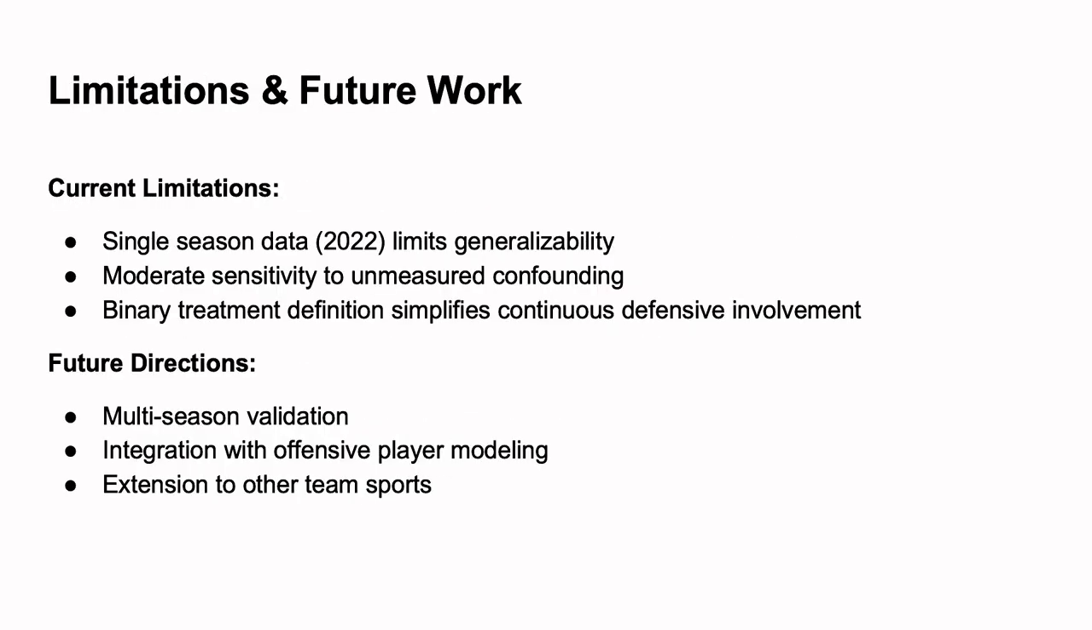There are some clear limitations. It's only nine weeks of data for the 2022 season, so it limits generalizability, meaning how well we can generalize these findings to other seasons. We found moderate sensitivity to unmeasured confounding, which is to be expected given this data set and complexity. The binary treatment definition can simplify the continuous defensive involvement in plays. For future directions, I'd like to run more seasons, integrate offensive player modeling, and extend to other team sports.